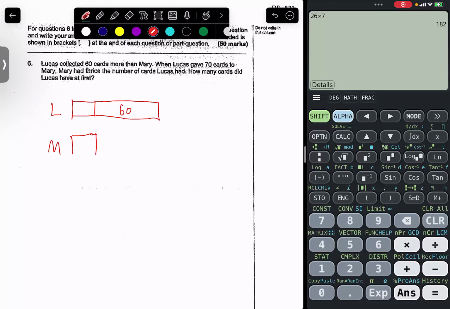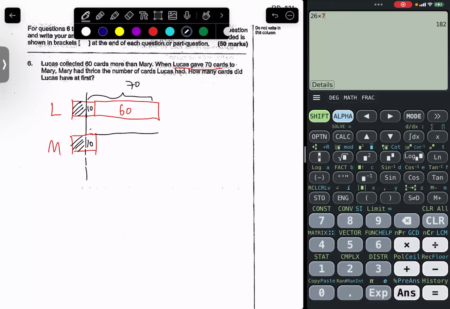Okay, now what happens? Lucas gives 60 to Mary. So other than just giving the 60, Lucas gave up an additional 10 more to make up the 70 to pass to Mary. So now Lucas will have this amount there, which Mary also has this amount. But Mary, this is going to be 10. Okay, need to notice this 10. This 10 is actually important.